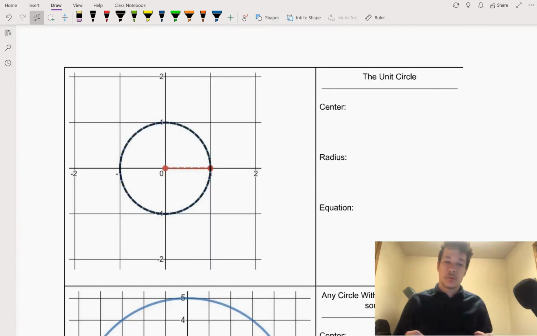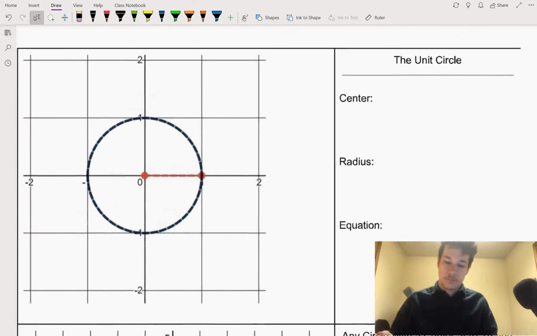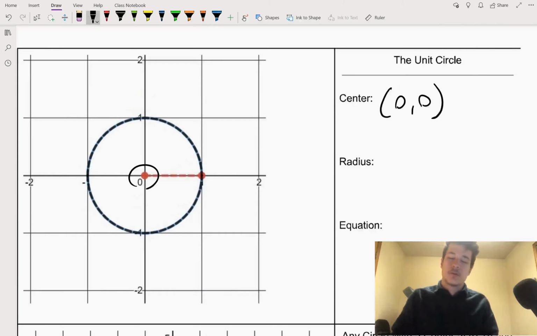Let's start with the most simple circle. This is called the unit circle. It has the center at 0, 0. Okay, so we have a center right here. There's two parts that really define a circle, the center and the radius. And this one happens to have a radius of 1. I'll put r equals 1.